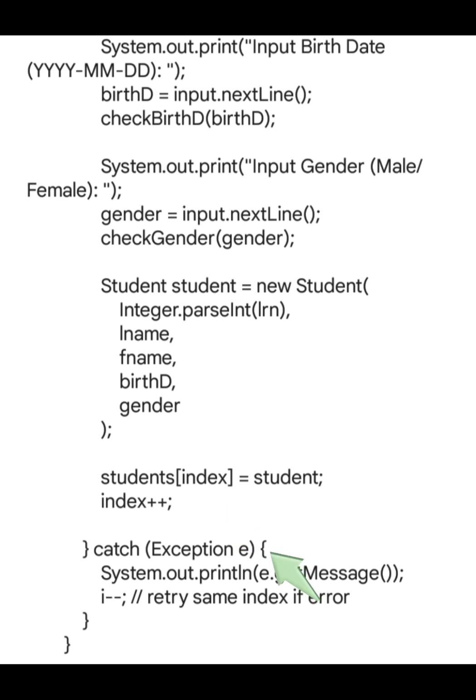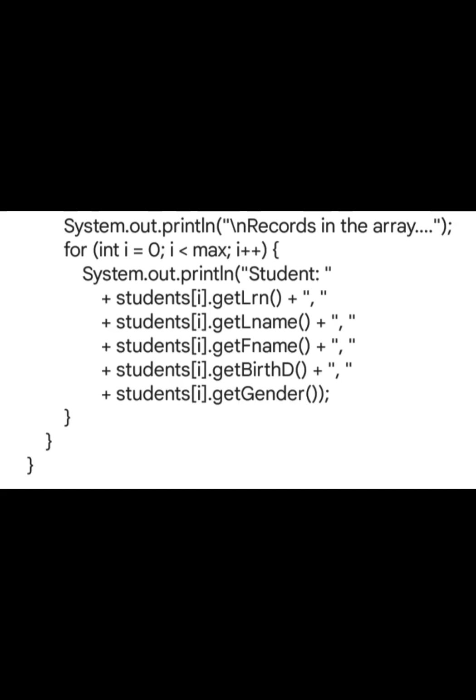Catches an exception thrown during input validation. Prints the error message if an exception occurs. Loops through the array of students to print each record. Prints all details of the current student using getter methods.